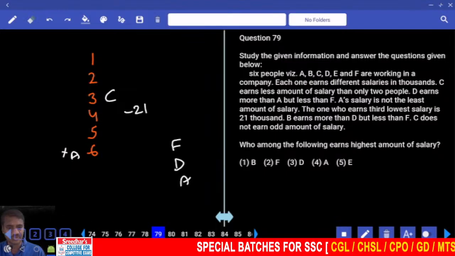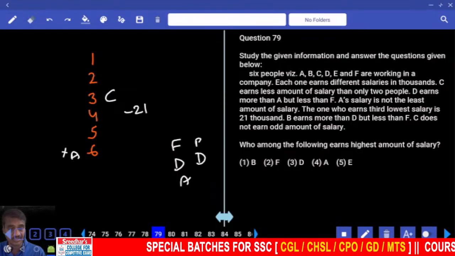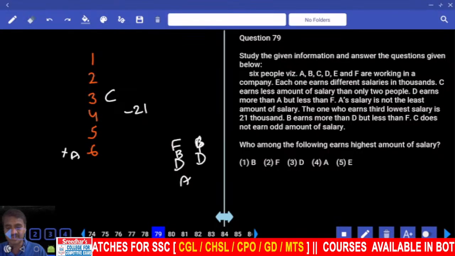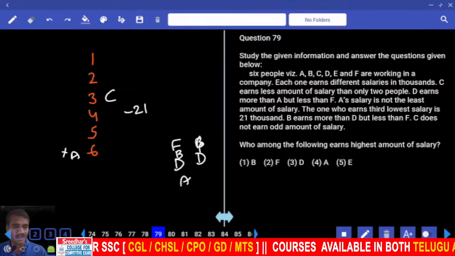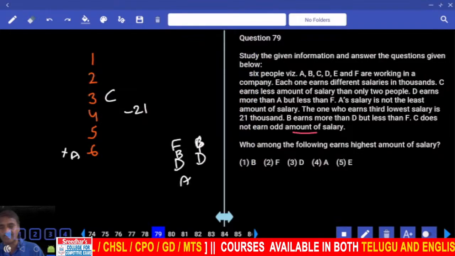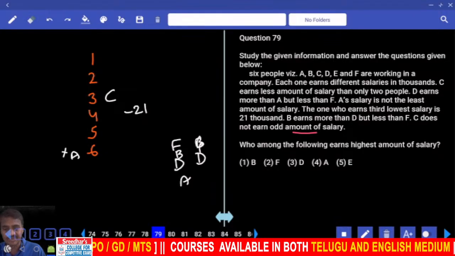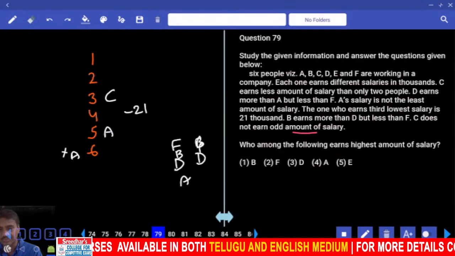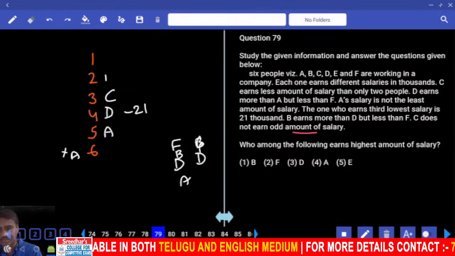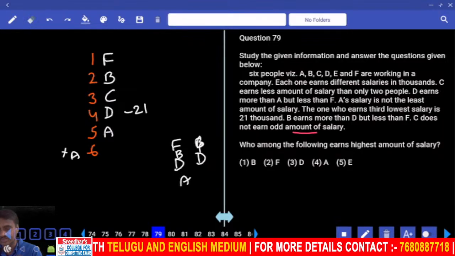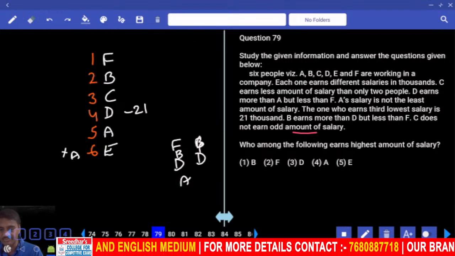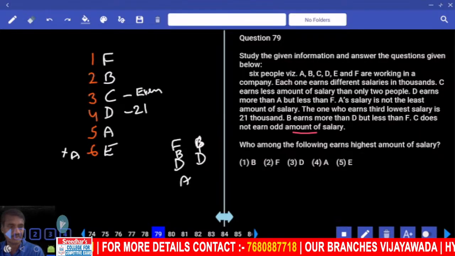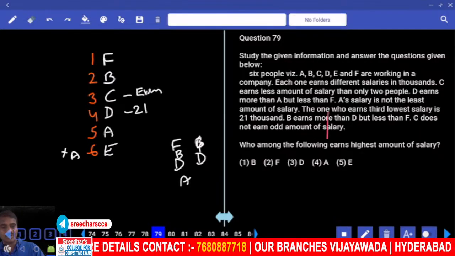And B earns more than D. Now this B earns more than D but less than F. Hence B must be in between D and F. And C does not earn an odd amount of salary. The next one, the remaining persons: A cannot be at the last place, A must be here. A is here, then D is here, then this is B. Now here it must be F. Then the person left is E, and this is an even number. Now C does not earn an odd amount of salary.